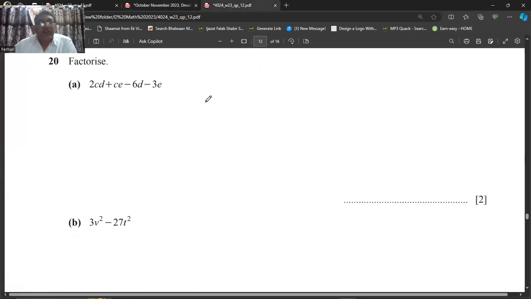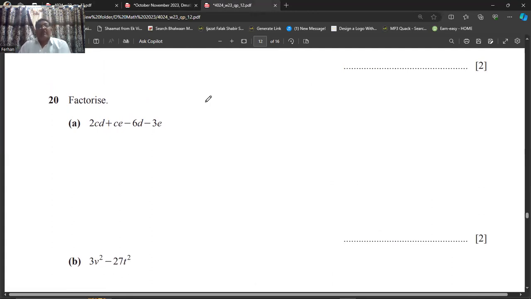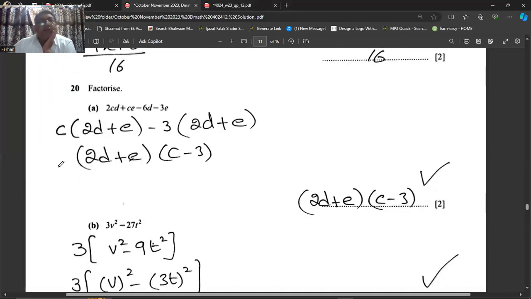Then we have question number 20, and it says factorize, in the A part, which is of 2 marks, 2CD plus CE minus 6D minus 3E. So from the first two terms, I can take C common, and from the last two terms, I can take minus 3 common. When I take C common, in the bracket you will have 2D plus E. Then minus 3 common, in the bracket you will have 2D plus E. So this bracket will be common. From here you will have C, from here you will have minus 3. So this is your answer. Our answer is right.